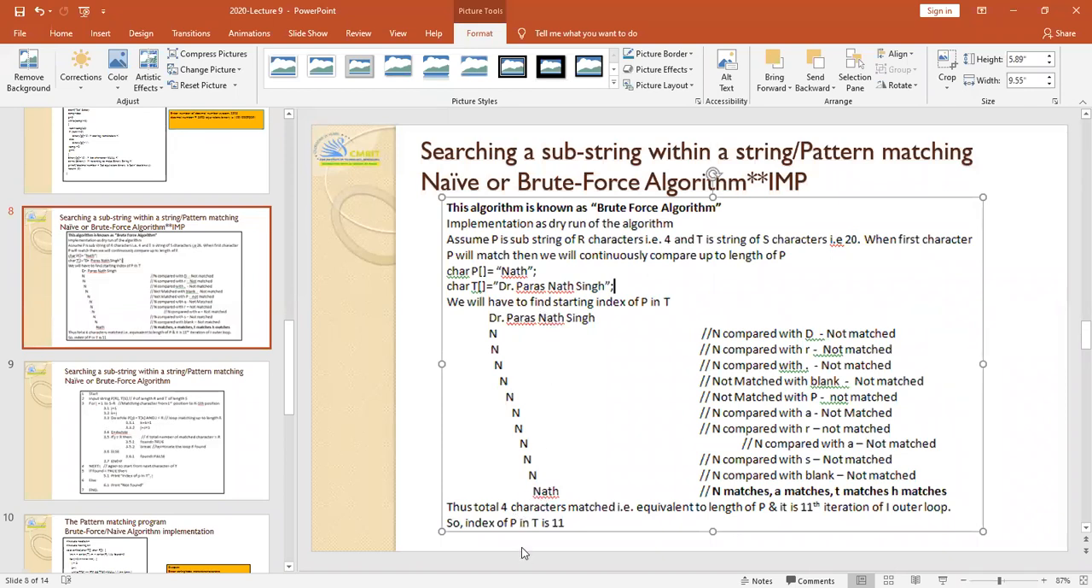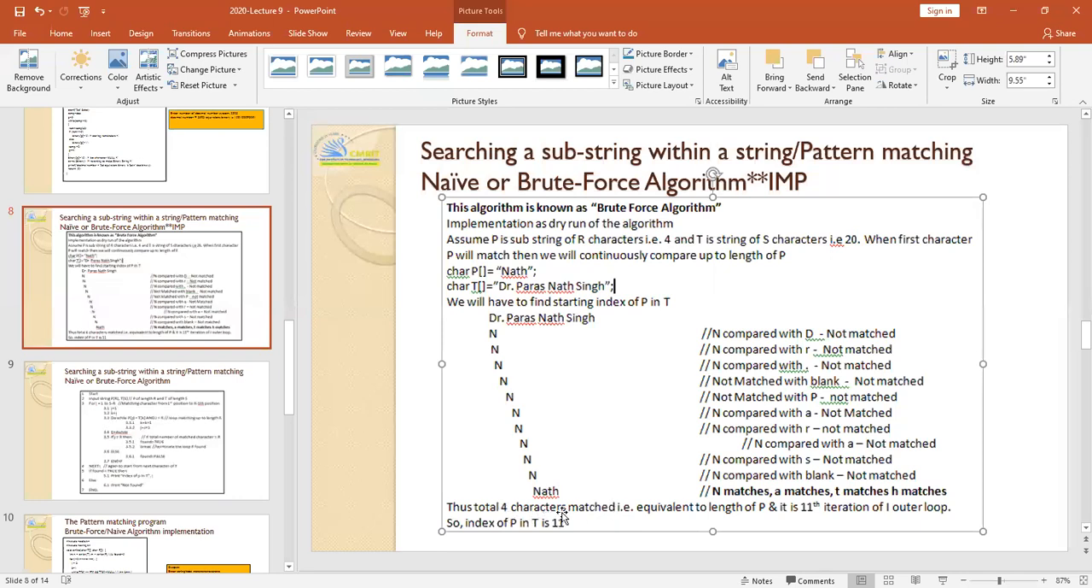When both are matching, only then is the pointer in the pattern string and the pointer in the full string incremented. So when both are matched, you increment both. When both are not matched, move the pointer only in the full string. Understand carefully when you are going to increment. When the pattern and the complete string characters match, we increment both by one. If they do not match, only the full string pointer keeps incrementing.